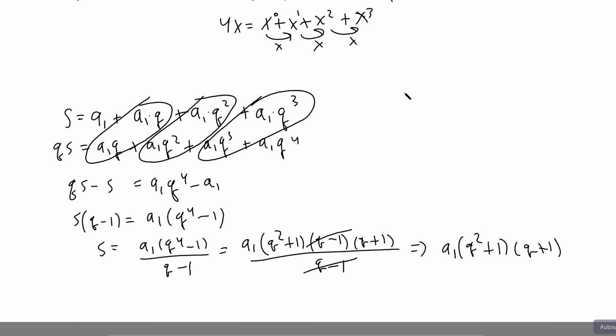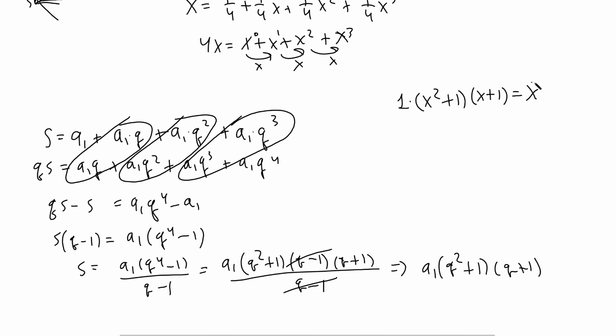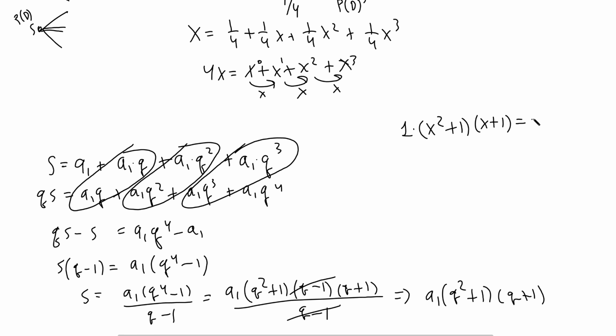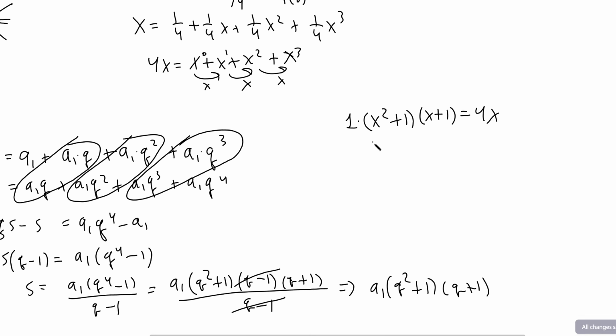So q minus 1 cancels, and we're left with a1 times q squared plus 1 times q plus 1. What is a1? Well, a1 is the first term, which is 1, times q squared plus 1. q is x, and q is also x, so x plus 1. That is equal to the sum, or 4x rather, just from what we have in our original expression. So now let's solve for x. First expand out, so x to the third plus x squared plus x plus 1 is equal to 4x.